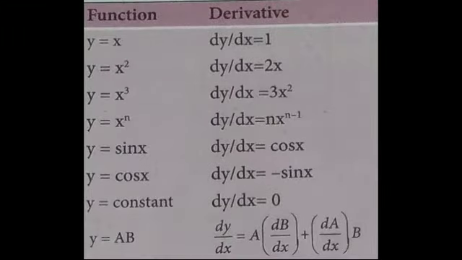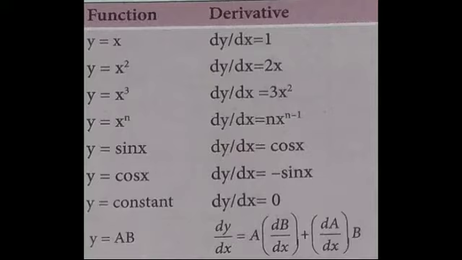Here are given some examples of common functions and derivatives. The function y is equal to x. What is the derivative? dy by dx is equal to 1, since the power is 1. So the answer is 1. y is equal to x squared. So dy by dx is equal to 2x. How does 2x come? The power comes in front of the x, then we reduce 1 from the power.